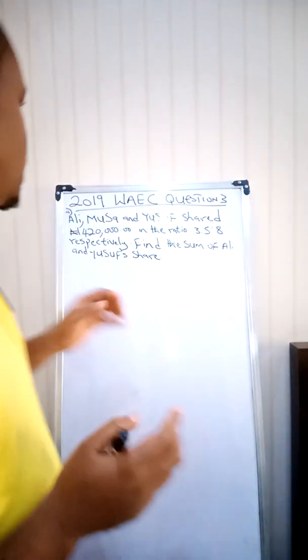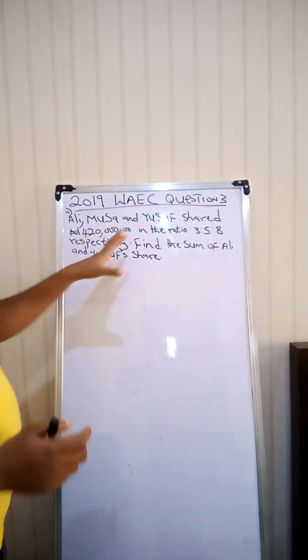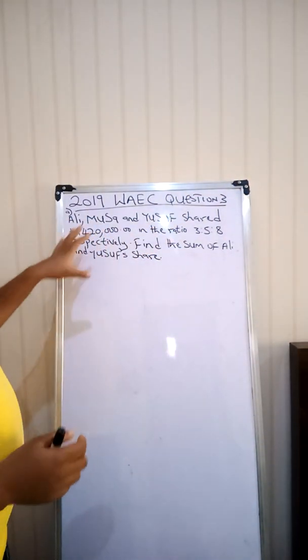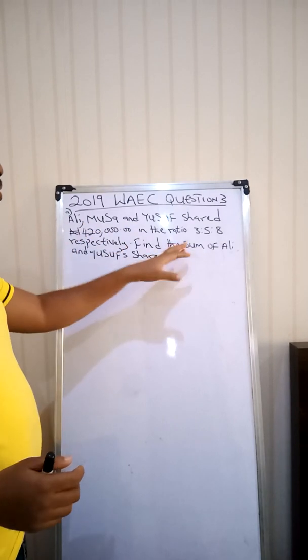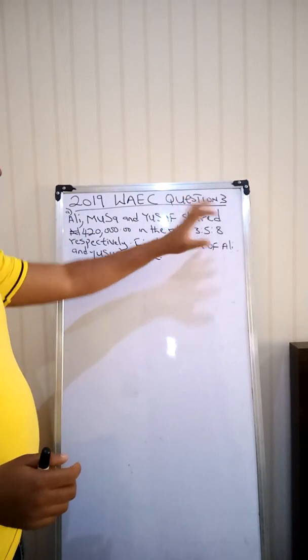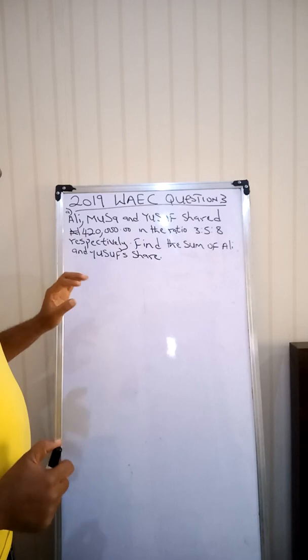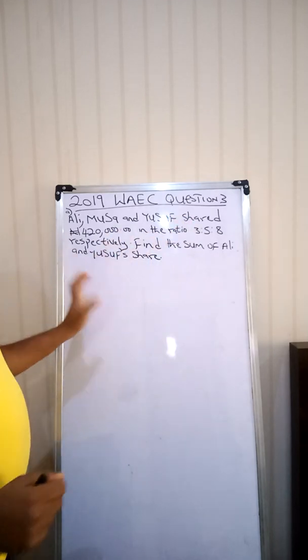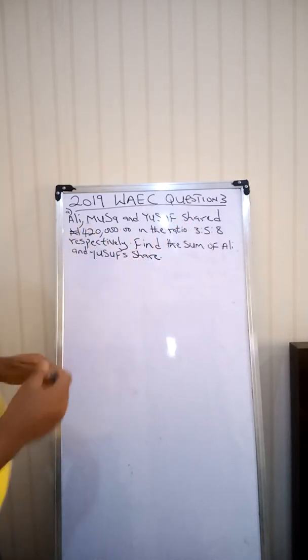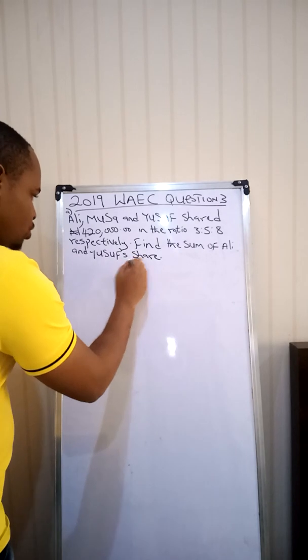Now in continuation of our Waec series, we'll continue with question 3 of the 2019 May-June Waec examination. And the A part of the question says, Ali, Musa and Yusuf shared 420,000 naira in the ratio 3:5:8 respectively. Find the sum of Ali and Yusuf's share. Alright, let's quickly jump into the solution.